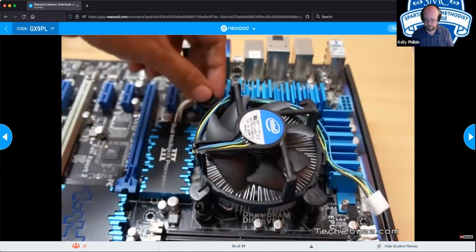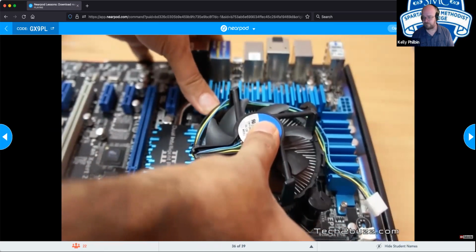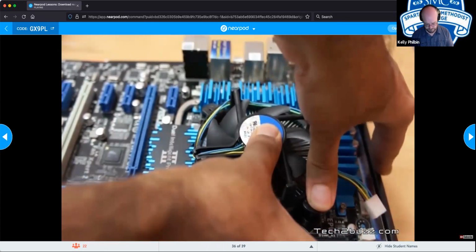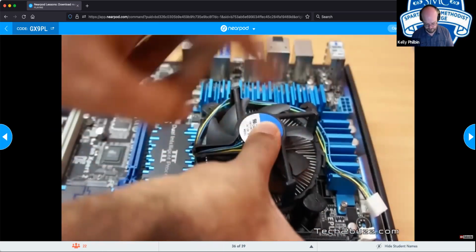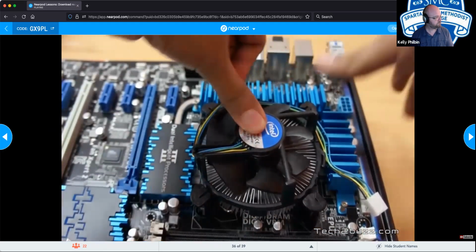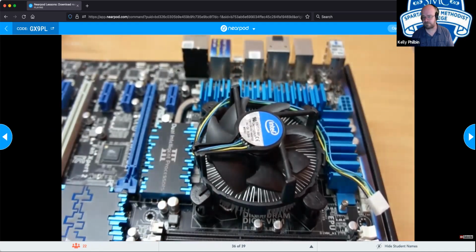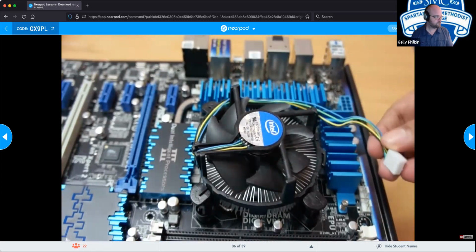Now what we do is hold on to the processor like this and just depress, and you'll get a clicking sound. Do the same for the next one and proceed with the others. You should get this clicking sound that you have heard. That means we have fixed the CPU cooler.